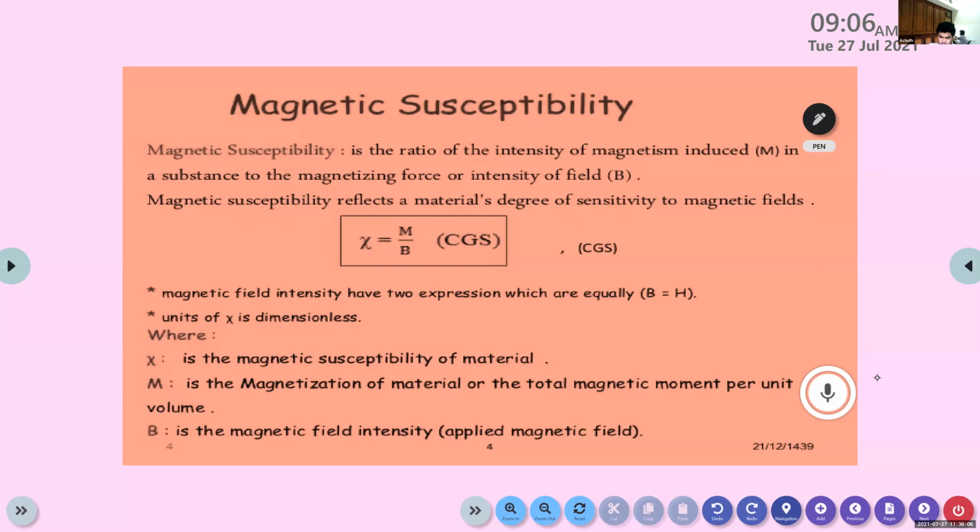It is the measure of how a magnetic material responds to an external field.